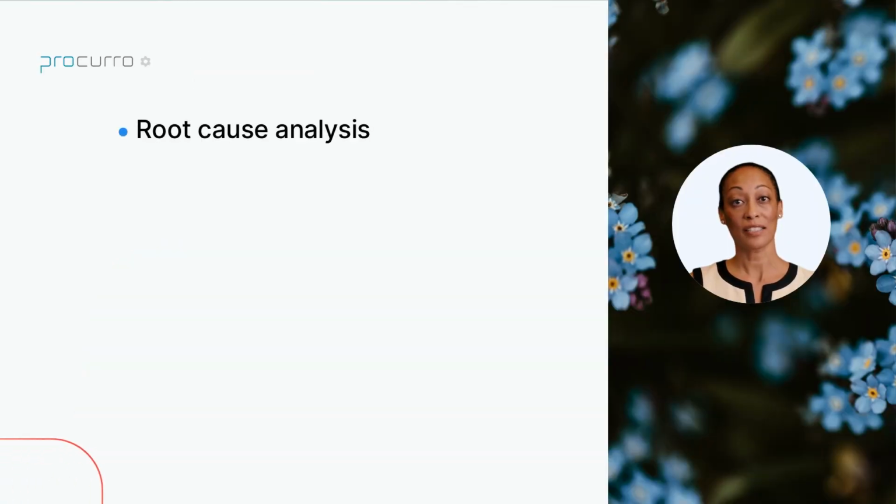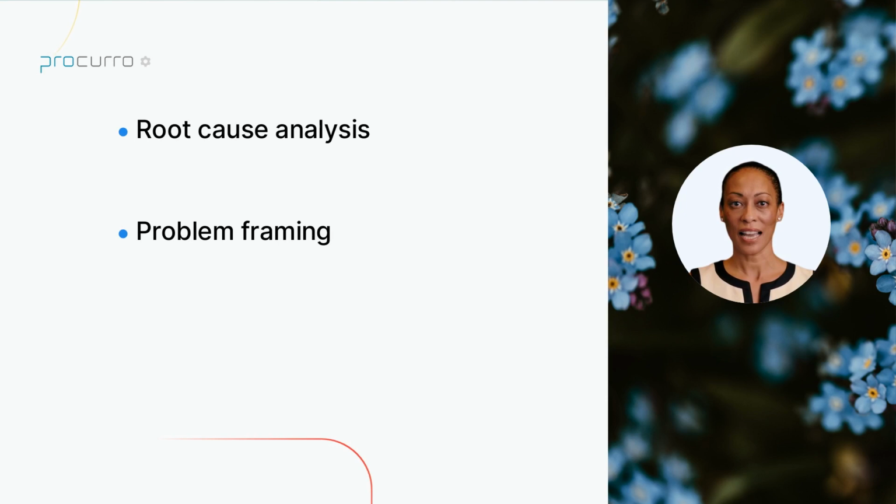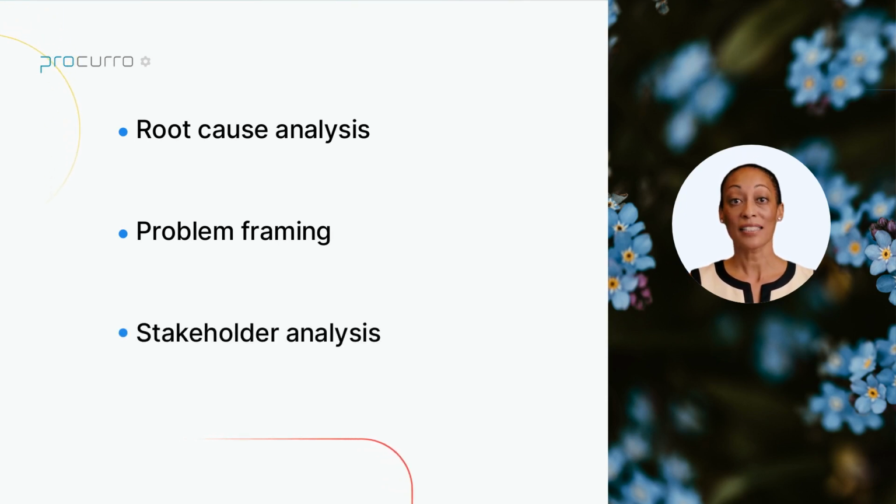We can use root cause analysis, problem framing, and stakeholder analysis to apply systems thinking to systemic intervention planning. Root cause analysis is a technique that helps us identify the underlying causes of a problem by asking a series of why questions. Problem framing involves identifying the boundaries of the problem and understanding the context in which it occurs. Stakeholder analysis helps us understand the interests and motivations of different stakeholders in a system and how they might be affected by potential interventions.